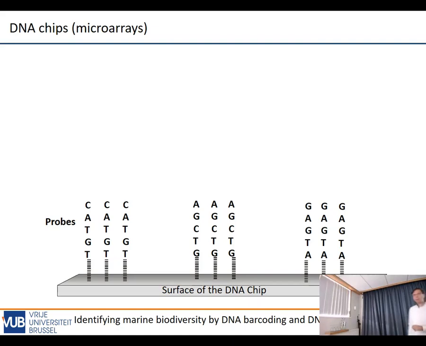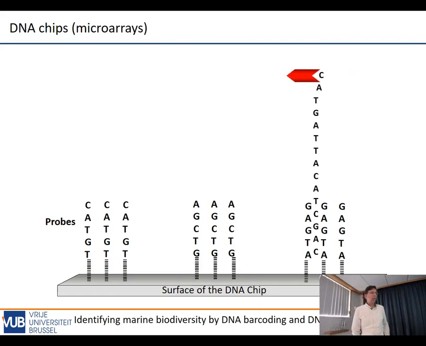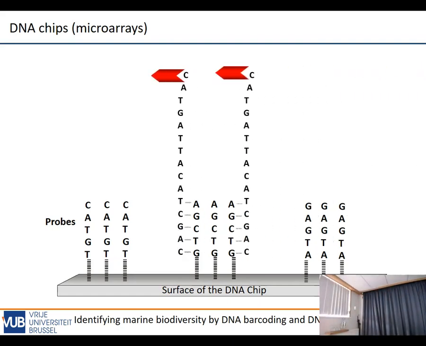And these fragments have been labeled in a PCR process with a fluorescent dye. Then with a microarray scanner, you can detect the signal at a certain spot where you have a species-specific probe, and then this PCR product, which is labeled with fluorescent dye, hybridizes, and you can measure the signal, and then you know this is a certain species in the sample. So here you don't need to sequence the sample, you only hybridize it to a DNA microarray, and then you detect the signal to identify the species.